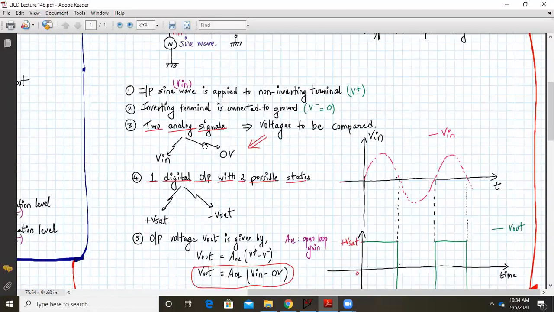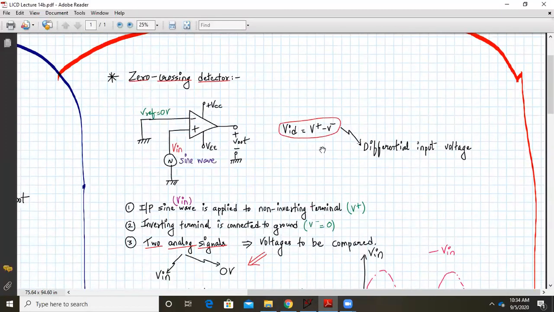Okay, so that's it. We have achieved our objective of discussing the zero crossing detector. We have analyzed this circuit with the help of input output waveforms, the transfer curve, and lastly we have verified those things, the values and the waveforms, in LTspice. So that's it for this lecture.